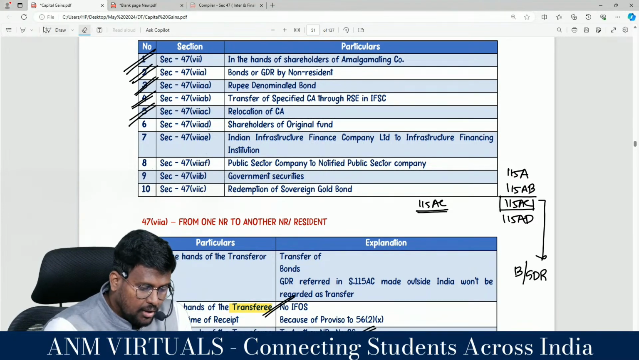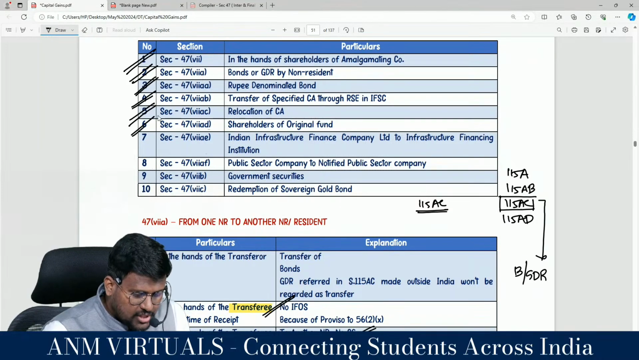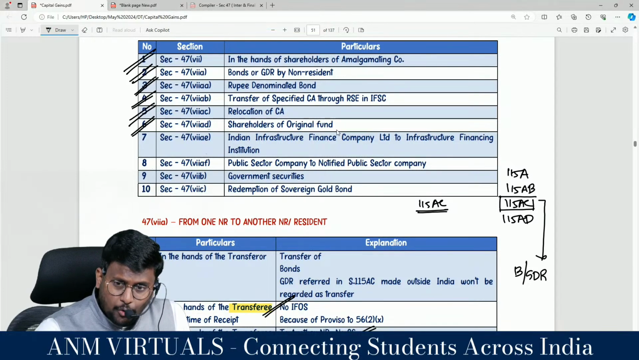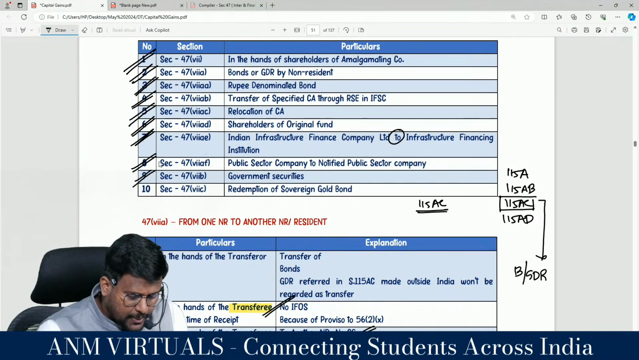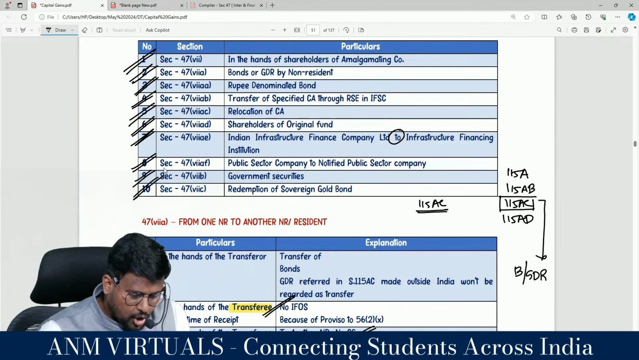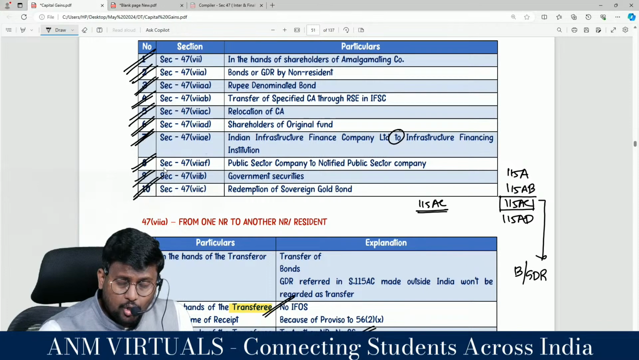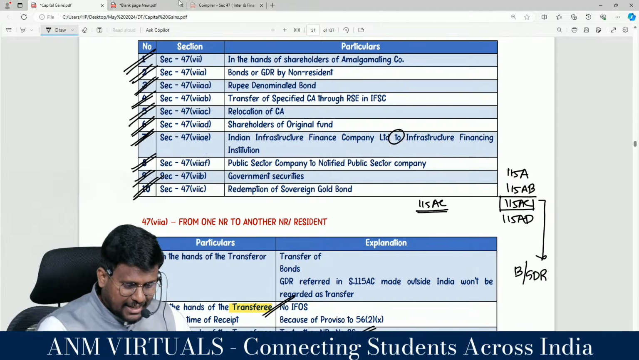AC, relocation of capital asset from fund to fund. 47 clause 7 AD, shareholders of original fund. 47 clause 7 AE, Indian Infrastructure Finance Company Limited to Infrastructure Finance Institution. 47 clause 7 AF, public sector company to notified public sector company. 47 clause 7B, transfer of capital asset being given as security by one non-resident to another. 47 clause 7C, redemption of sovereign gold bond by an individual who is non-resident, will not be regarded as transfer. So there are 10 clauses.